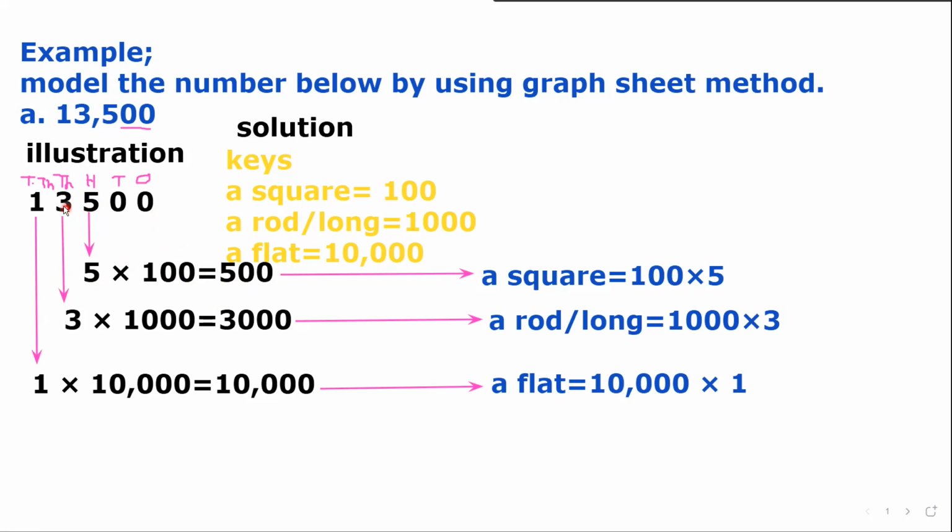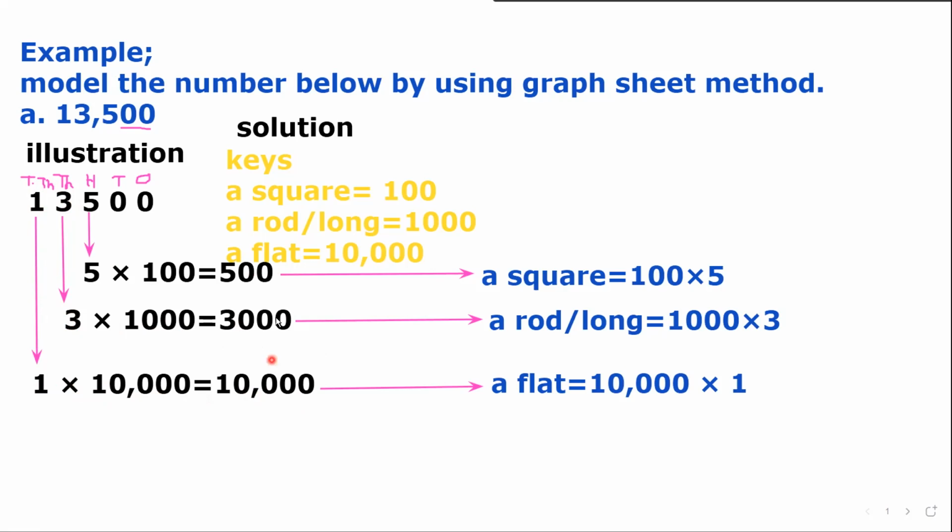Then you come to the 3 here. The 3 is the face value. This 3 occupies the thousands position. It has been placed in the thousands position. So the real value here will be 3 times 1000. That will give you 3000. Now, when you come to the tens of thousand, which means 10,000, the only number that occupies the tens of thousand is the 1 here. Therefore, the real value here is 1 times 10,000. That will give you 10,000.